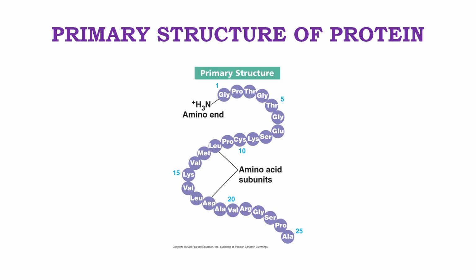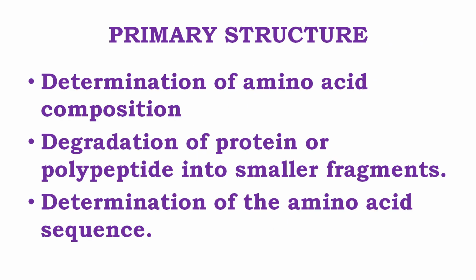In the primary structure, the linear sequence of amino acids forming the backbone of protein is known as the primary structure of protein. It mainly involves three steps. They are determination of amino acid composition, degradation of protein or polypeptide into smaller fragments, and determination of amino acid sequence. In the first step, determination of amino acid composition, the protein or polypeptide is completely hydrolyzed to liberate the amino acids, which are quantitatively estimated. The hydrolysis may be carried out either by acid or alkali treatment.